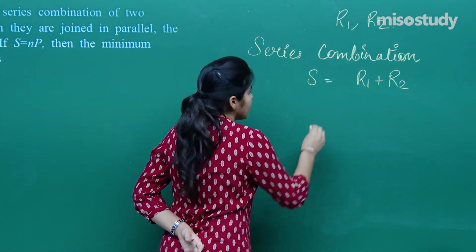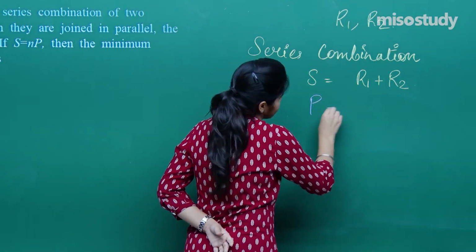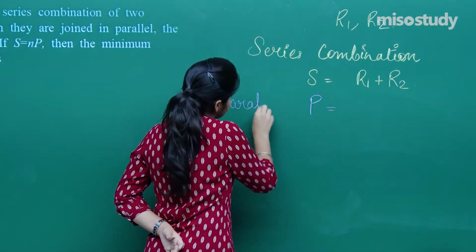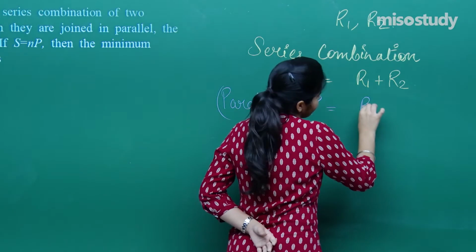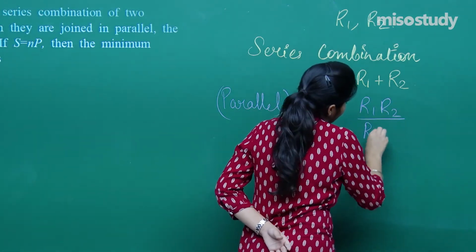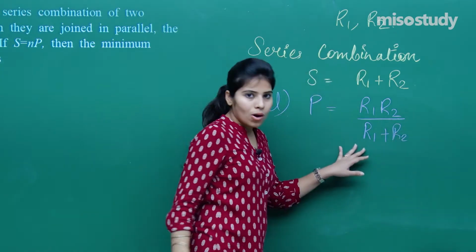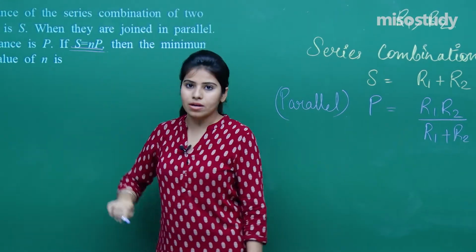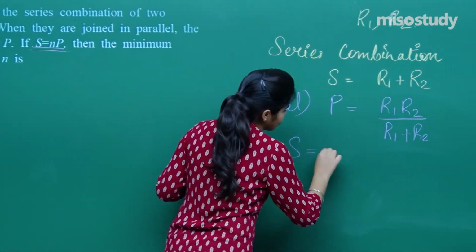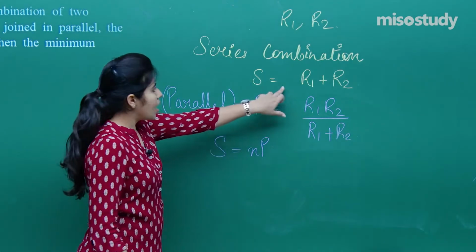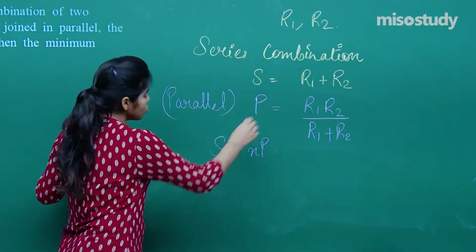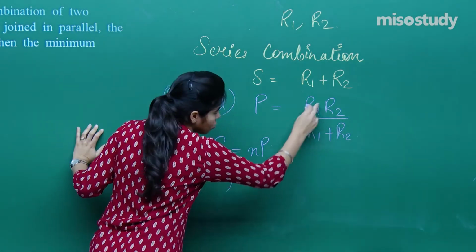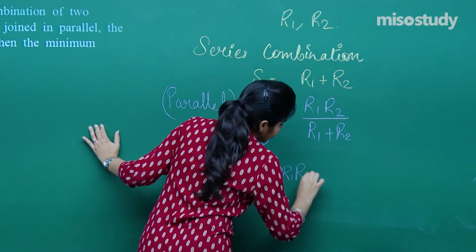Similarly, here P will be equal to, P means parallel combination, so the parallel combination will be R1 R2 upon R1 plus R2. Now, in the question, we have been given this condition, that is S equals NP. So we are going to apply S equals N into P. S is R1 plus R2, so we put this value over here: R1 plus R2 will be equal to N into this particular value, that is R1 R2 upon R1 plus R2.